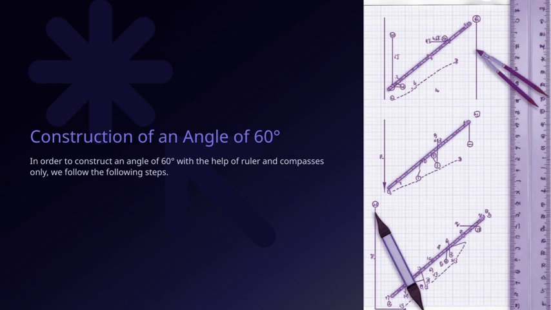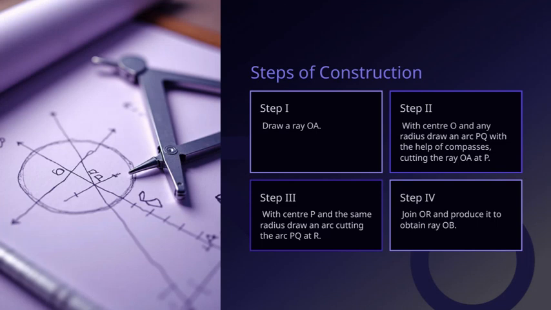Now, we set the compass to a wider width, more than half the distance between A and B, and draw an arc that intersects the first arc. The intersection point of these two arcs is critical. Finally, using the ruler, we draw a line from the vertex through this intersection point. This new line forms a 60-degree angle with the original line, completing the construction. Remember, the key idea here is that we're using basic geometric principles, arcs and intersecting points, to create precise angles without any measurements. Now let's move on to step IV.